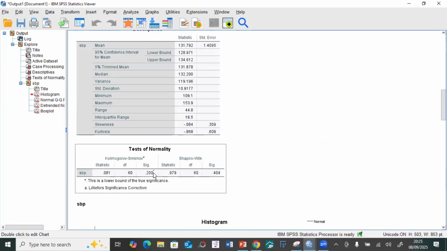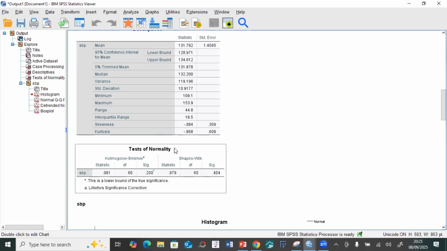If that P is less than 0.05, it usually tells you that the distribution you are seeing is actually not normally distributed. If P is greater than 0.05, it tells you that the distribution you are seeing is not any different from a normal distribution, and therefore you conclude that the data is normally distributed.